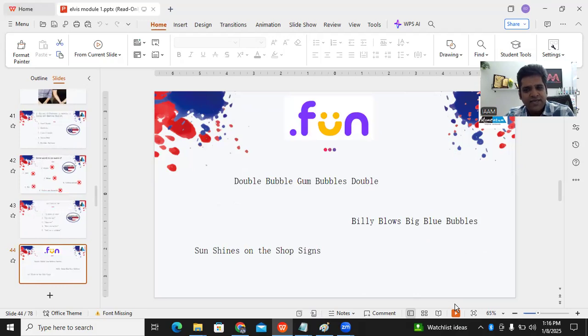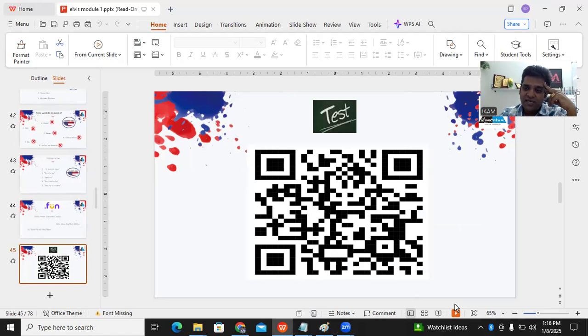Fun, this is just for fun, guys, to break the monotony. This is just a mouth exercise, tongue twisters. Double bubble gum, bubbles double. Billy blows big blue bubbles. Ask them to come and repeat this 10 times without making a mistake. This is again to pronounce the words very freely. Give them an exercise to find 10 more such and practice it every day in the morning for 5 minutes.